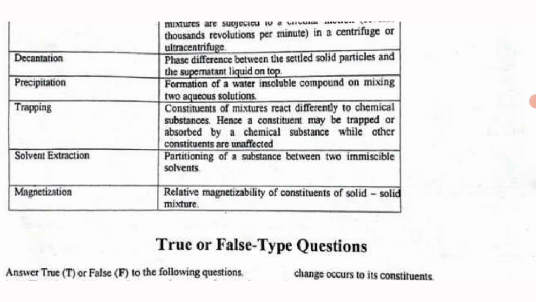We have trapping. Constituents of a mixture react differently to chemical substances. Hence, a constituent may be trapped or absorbed by a chemical substance, while other constituents are unaffected. For example, in our first example, the sugar dissolved in the water while the sand was still on its own. That could be an example of trapping. We have solvent extraction, partitioning of a substance between two immiscible solvents. Lastly, we have magnetization, based on relative magnetizability of constituents of solid mixtures.